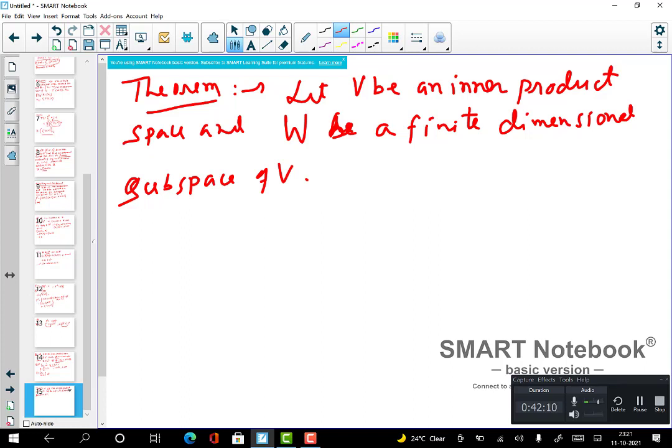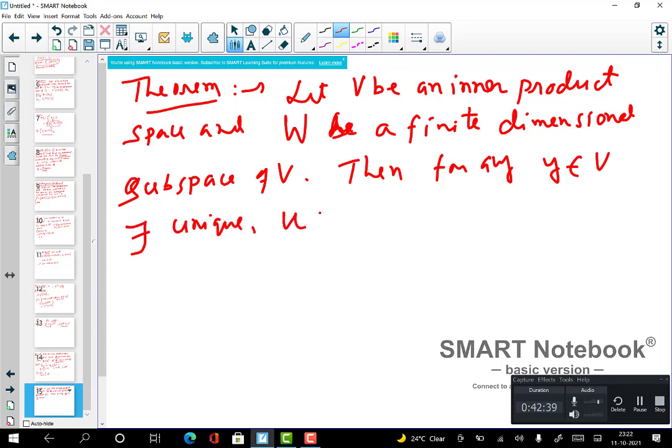so this is given to me, and then you choose any vector y belonging to V. There exists a unique vector u belonging to this subspace W, and another vector z belonging to the orthogonal complement of W, such that y can be written as u plus z.